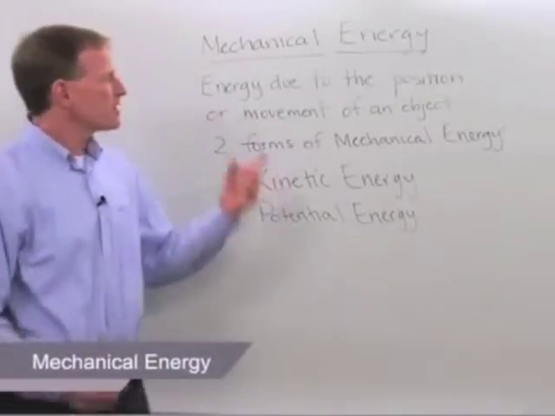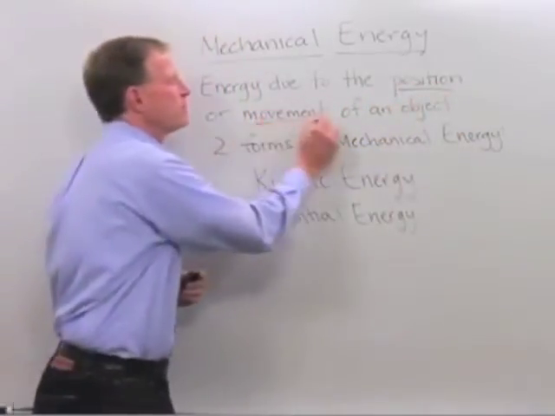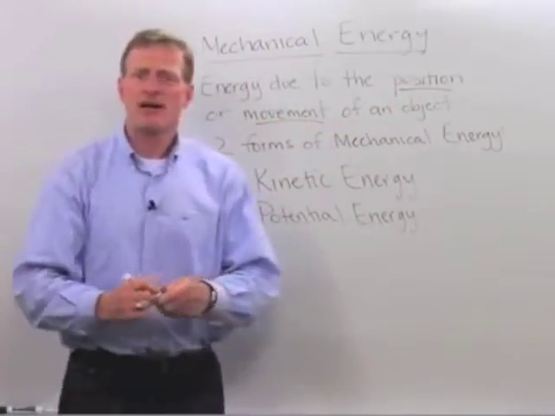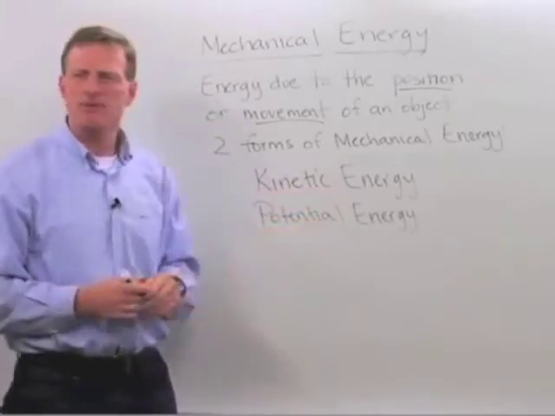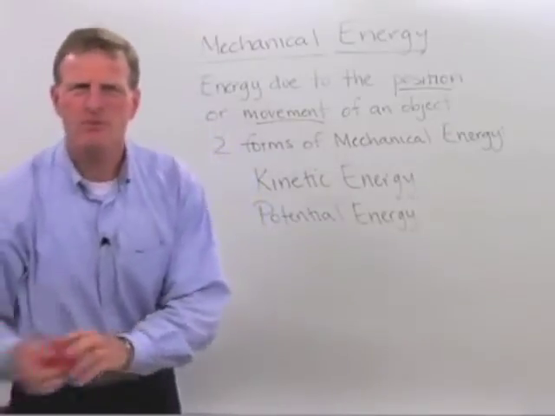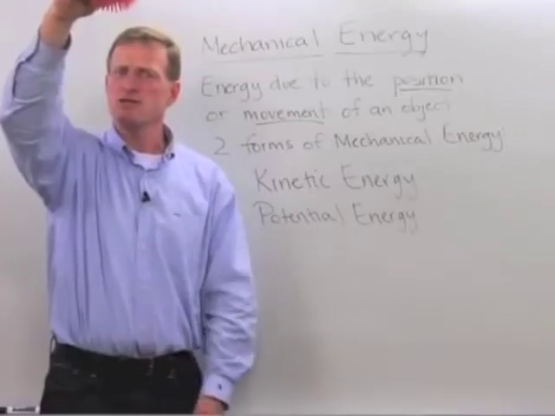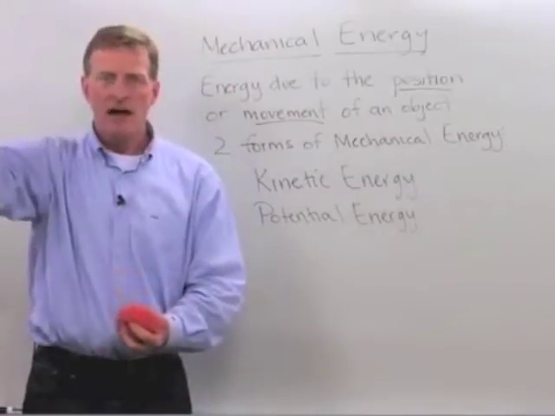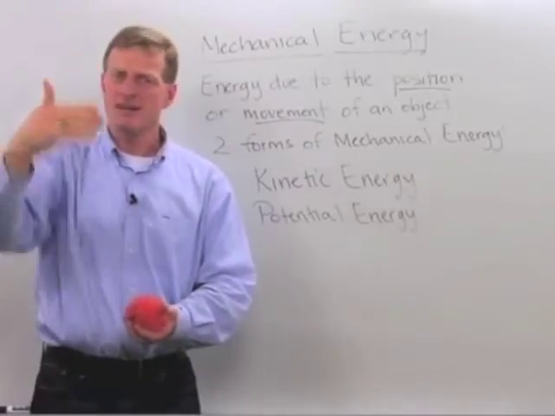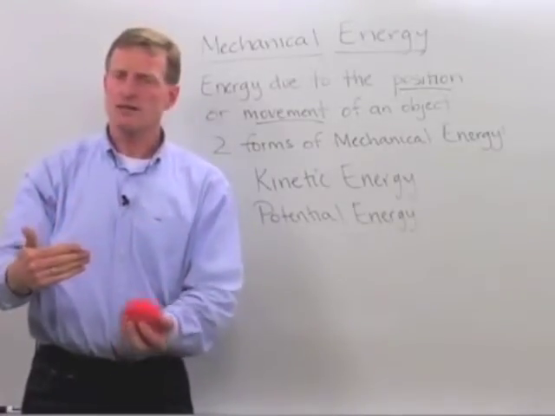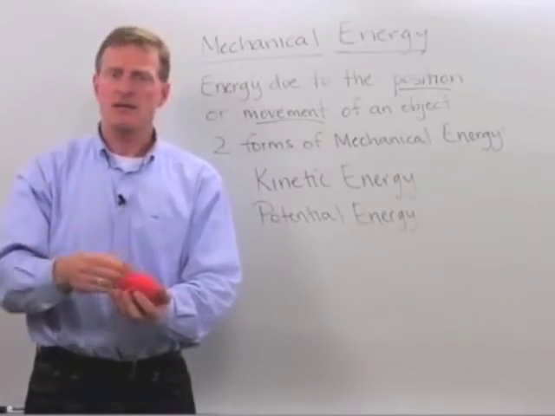Mechanical energy is the energy due to the position or movement of an object. There are two big forms of mechanical energy, kinetic energy and potential energy. So let's look at some examples. I've got my squoosh ball, and if I hold it up high, it's got potential energy, right? I can let go of it, and what happens? That potential energy is getting converted into kinetic energy. Right down here, when it hits the floor, it has no potential energy, and I've stopped the kinetic energy.